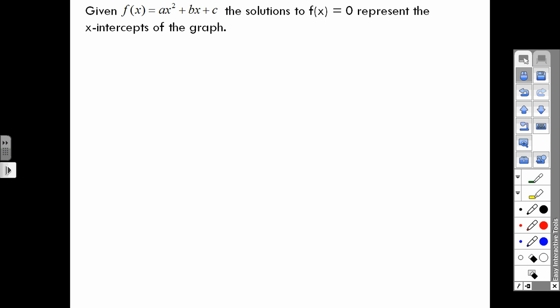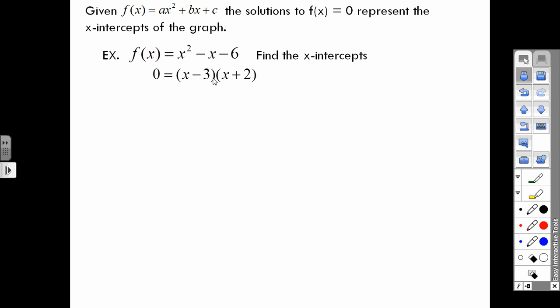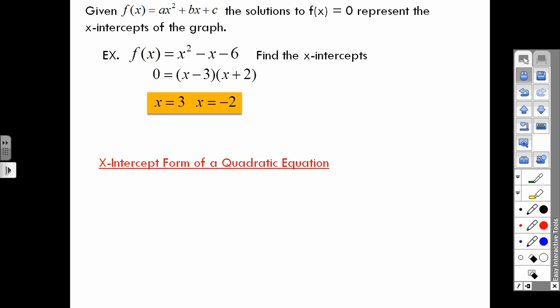So what that means is if you're given this function and I ask you to find the x-intercepts, all you have to do is set this equal to 0 and solve, which you should all be experts at by now, right? We're just going to factor this, set it equal to 0, and then each of these, using our zero product property, has the potential of being 0. That means that our x-intercepts are going to be 3 and -2. Okay, well that was easy.